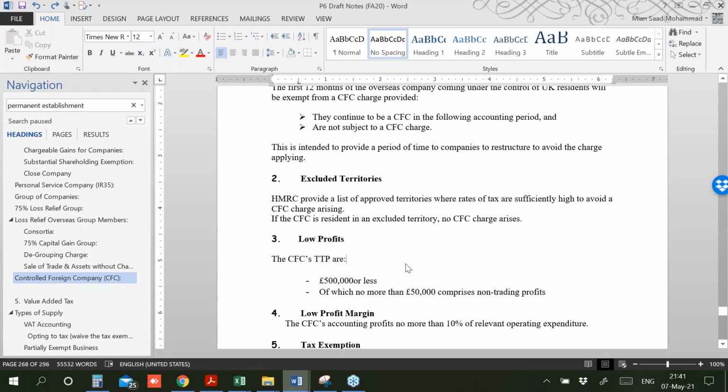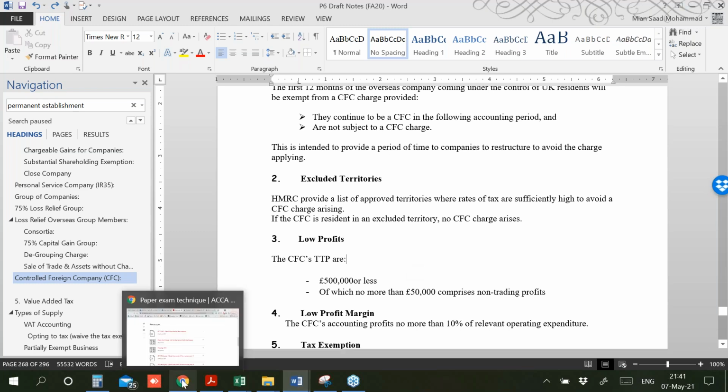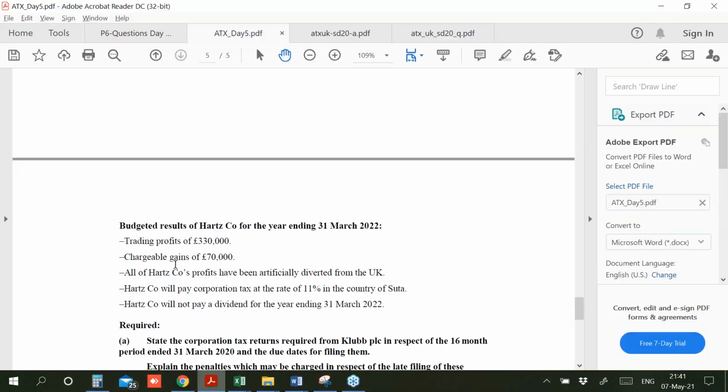The low profit exemption applies if the company regarded as a CFC has total taxable profits of less than 500,000, out of which the non-trading profits should not be more than 50,000. Non-trading profits mean income from other sources should not be more than 50,000. So both conditions need to be met. Let's get back and see what is happening in our question. The trading profits are 330,000. However, the chargeable gains are 70,000.